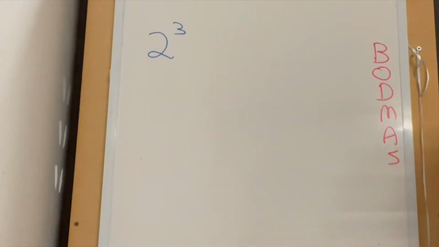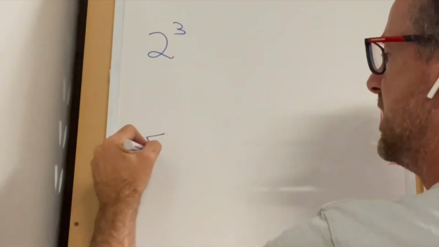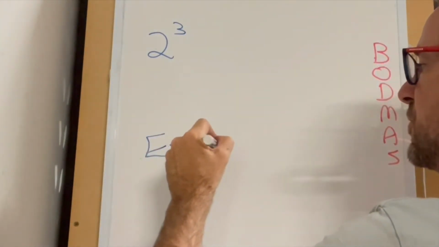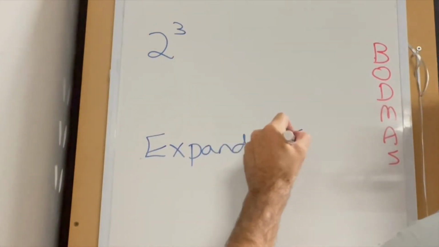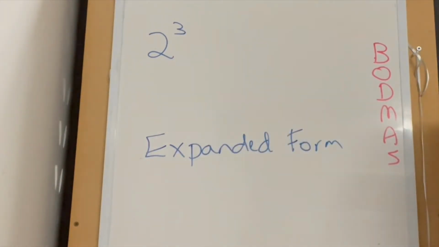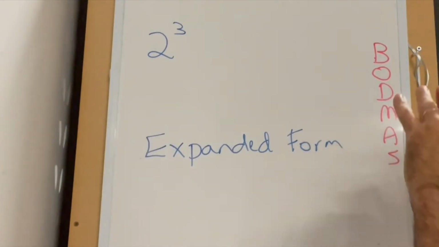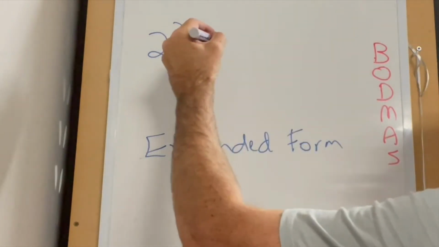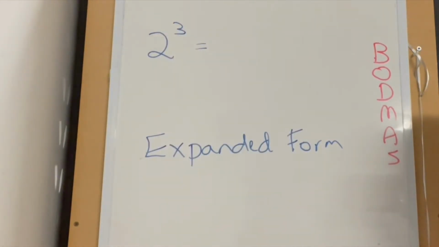Okay, now this one asks us to do a question in what we call expanded form, okay? Now, it literally means what the word indicates, it's expanded, so you're making something bigger. So just think of the 2 to the power of 3. Here, we're not after the answer necessarily. At this point, we're after the expansion.